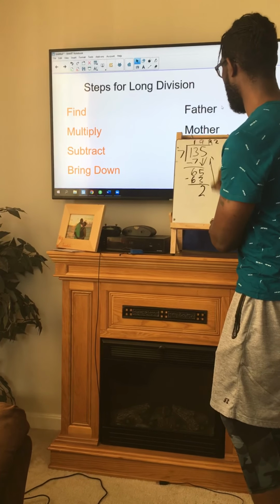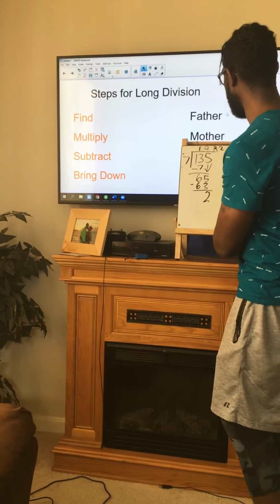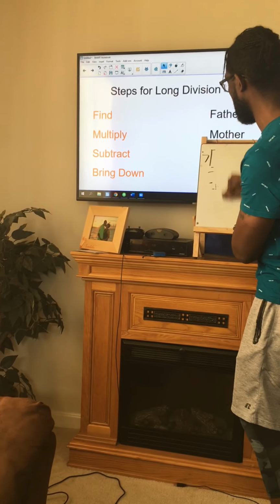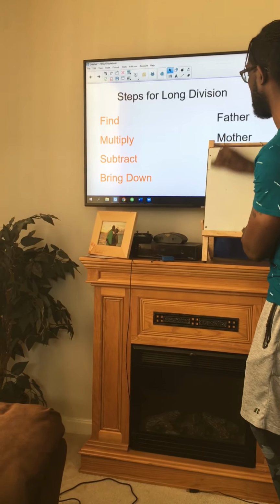So that's how I know I have the correct answer. It's very important that if you're going to do all these steps, you want to make sure that you check your work to make sure that you have the correct answer.